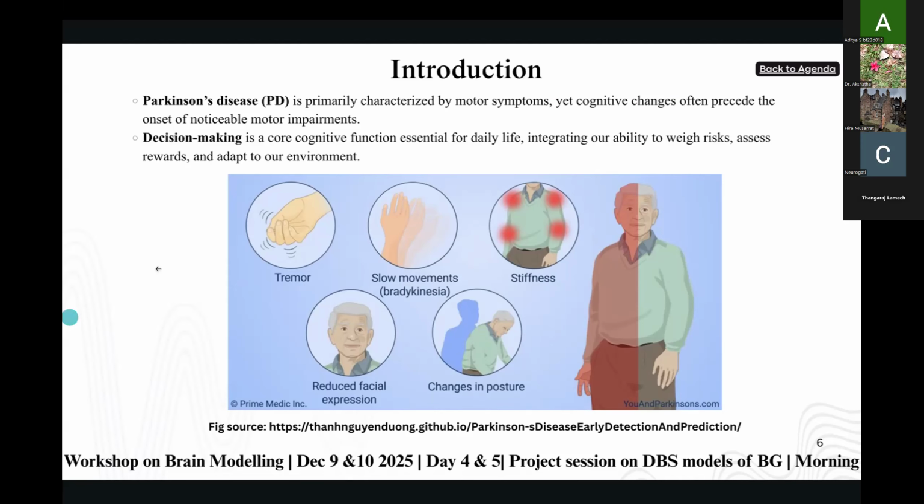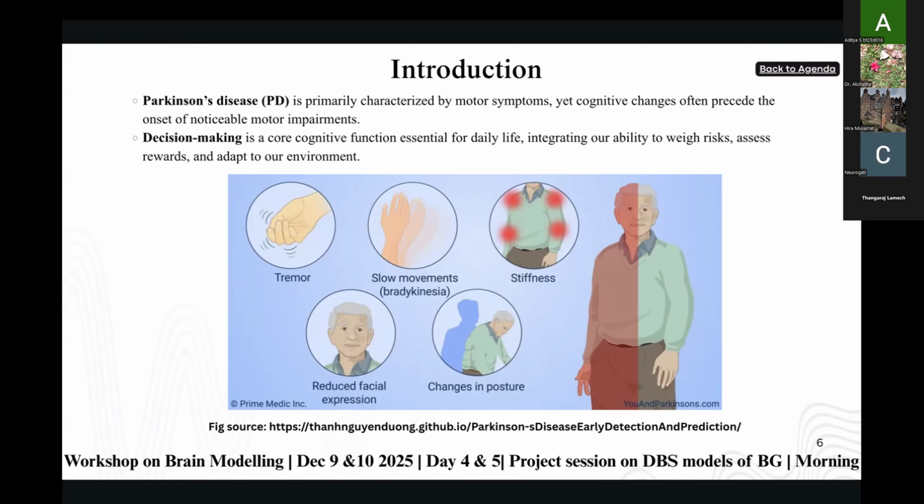Now, decision making is again a very core function we need every day. Decision making can be very simple, such as taking different food choices, what kind of food I need to pick this time, to more complicated decisions like which stock do I invest in. So it becomes a very integral function, and that gets disrupted within Parkinson's patients.